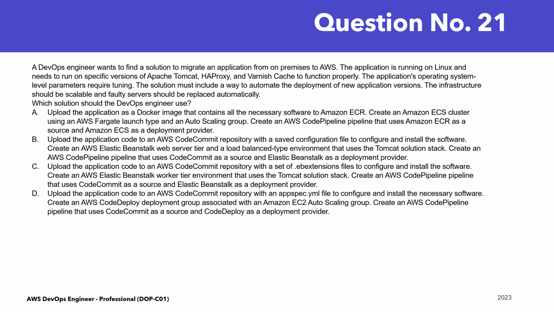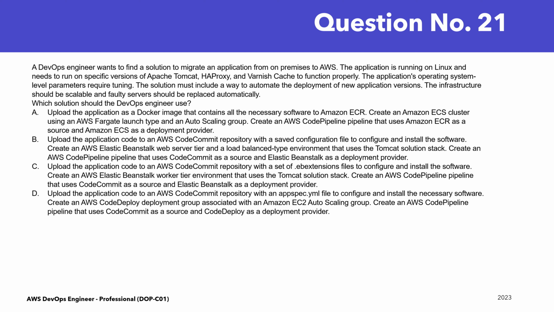A DevOps engineer wants to find a solution to migrate an application from on-premises to AWS. The application is running on Linux and needs to run on specific versions of Apache Tomcat, HAProxy, and Varnish cache to function properly. The application's operating system level parameters require tuning. The solution must include a way to automate the deployment of new application versions. The infrastructure should be scalable and faulty servers should be replaced automatically. Which solution should the DevOps engineer use?